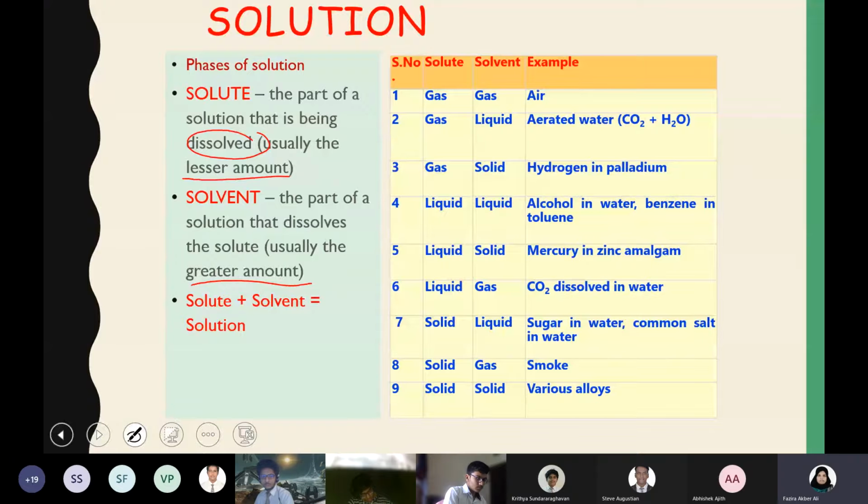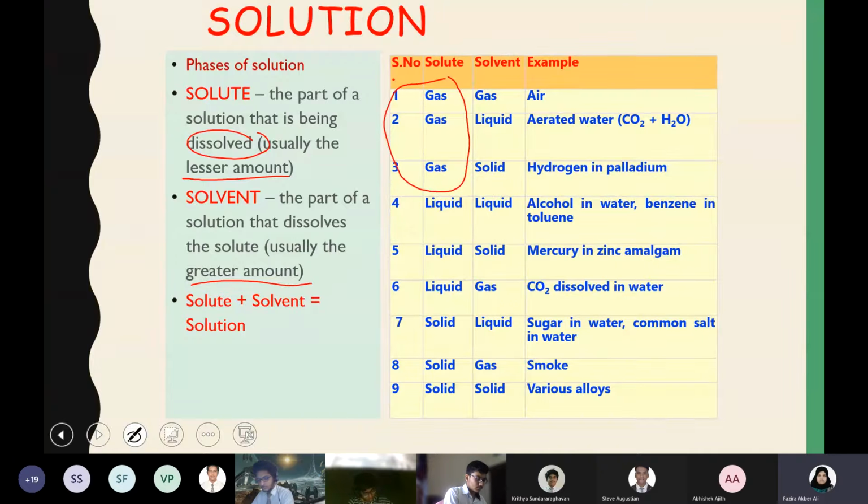The first 3 cases are when you take gas as the solute, which means the quantity of the gas is less compared to the solvent. That's what being a solute means: it is the one with less quantity compared to the solvent, which is in greater amount.